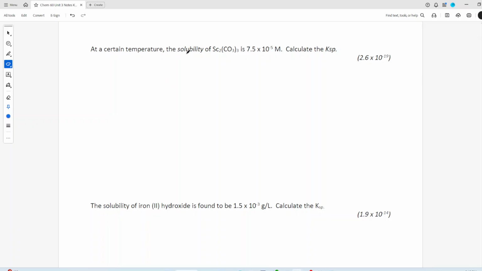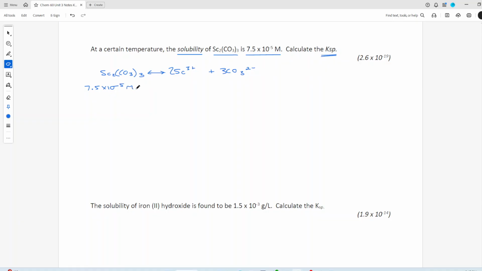Well, at a certain temperature, the solubility of scandium carbonate is 7.5 times 10 to the -5. Calculate KSP. So what's happening here? Well, you've got this scandium carbonate, which would be in equilibrium with its ions, which would be scandium 3+ and carbonate 2 minus, and you would have 2 scandiums and 3 carbonates. And they're telling you that the solubility of scandium carbonate is 7.5. That's this value here.